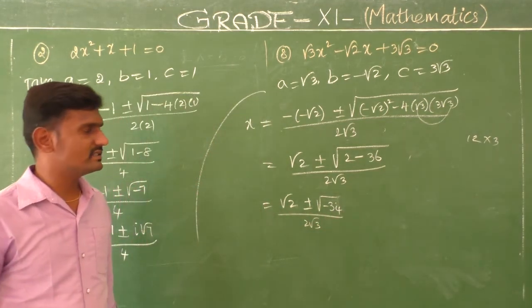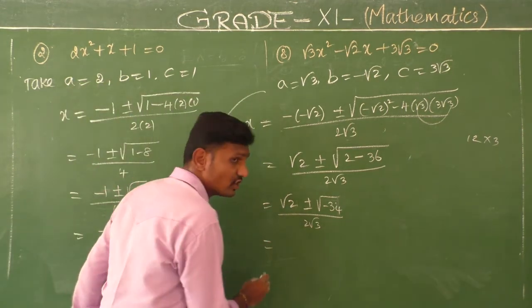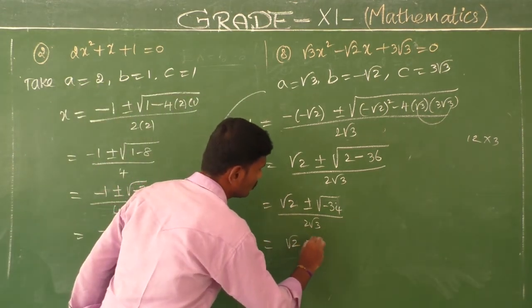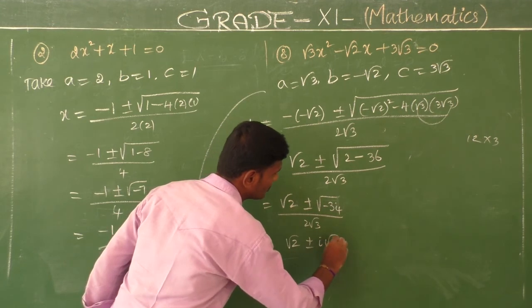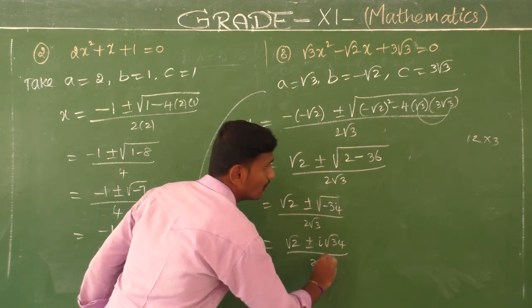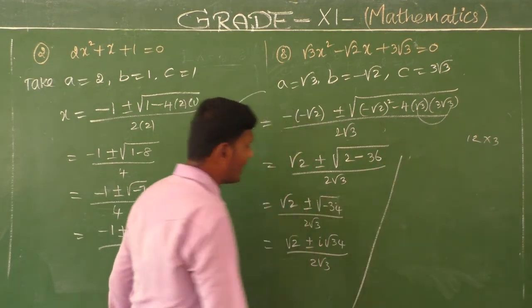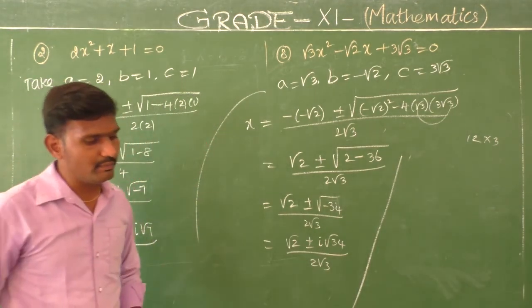So 2 minus 36. For the negative number, you are going to mention it by the complex number. So root 2 plus or minus i root 34, the whole divided by 2 root 3. Okay, so for the final answer you are going to get the same thing.